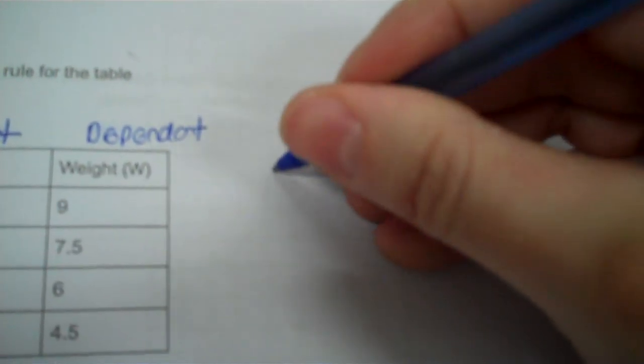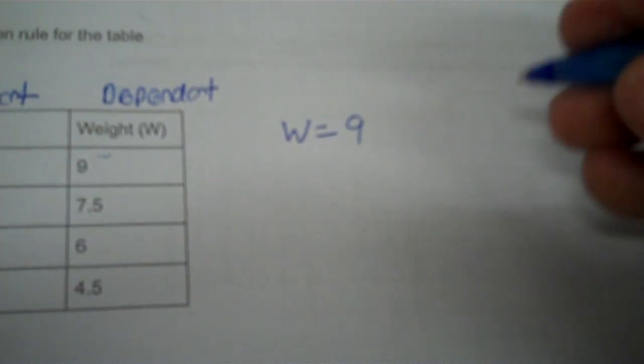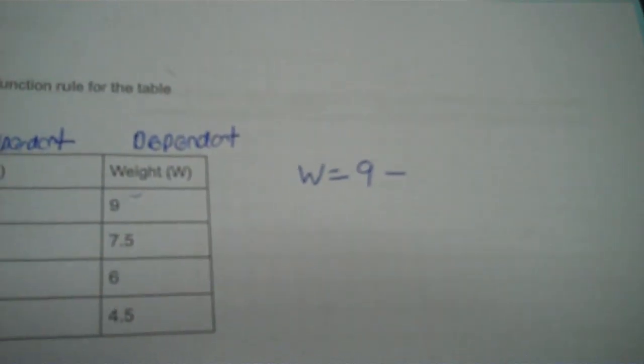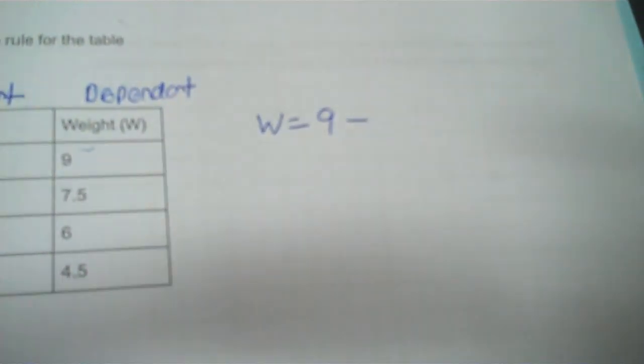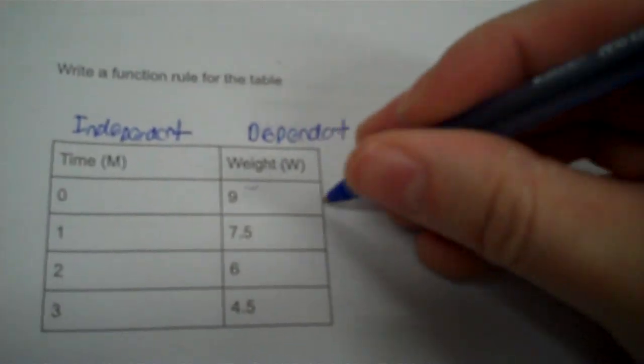Now we always start with our dependent variable, W equals. Now where does your W start? It starts at 9. Then from there, are you getting smaller? You're getting smaller, so you're going to be subtracting. And then I have to find out what I'm subtracting every single time through the table. So I go 9 minus 7.5. I got 1.5.